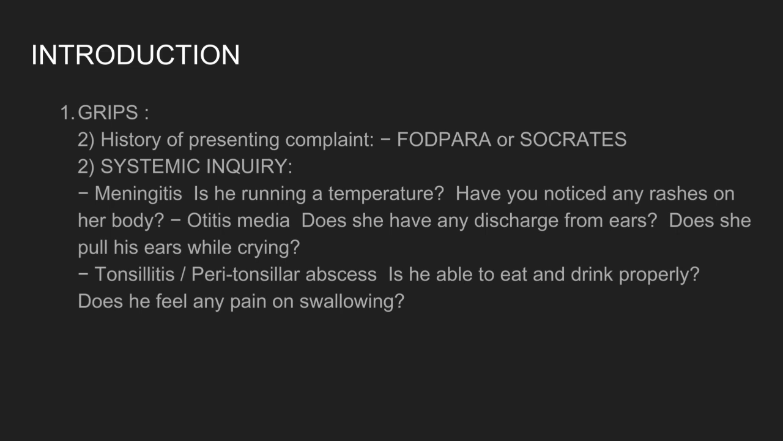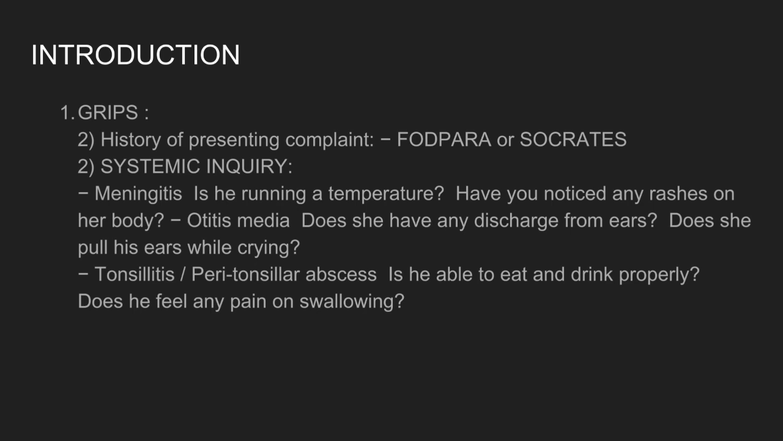Now, systemic inquiry is basically the differentials that you will be keeping in mind when you're approaching a pediatric station. So, the first one that you may ask about is meningitis. For that, ask about any temperature, ask about any rashes on the body. Then, coming down to ears, ask about otitis media. Does she have any discharge from her ear? Does your child pull his or her ear when crying?